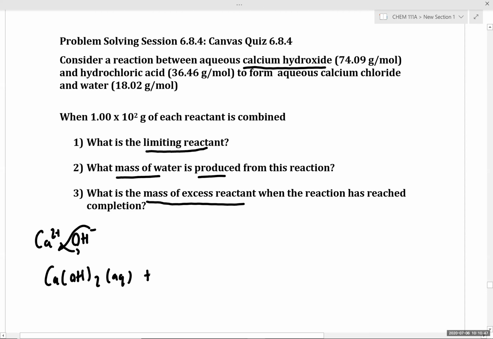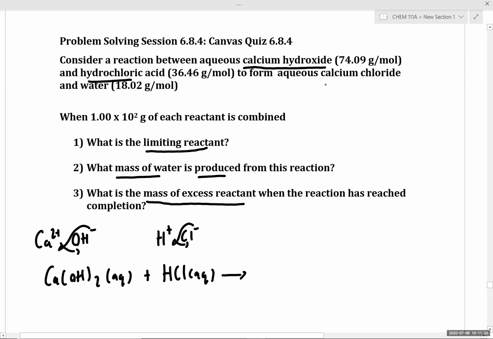Hydrochloric acid. Would someone like to volunteer in the chat? What is the formula for hydrochloric acid? What would the formula be for hydrochloric acid? HCl, yep. So hydrochloric acid is a binary acid derived from hydrogen and chlorine, and that gives us HCl, aqueous.